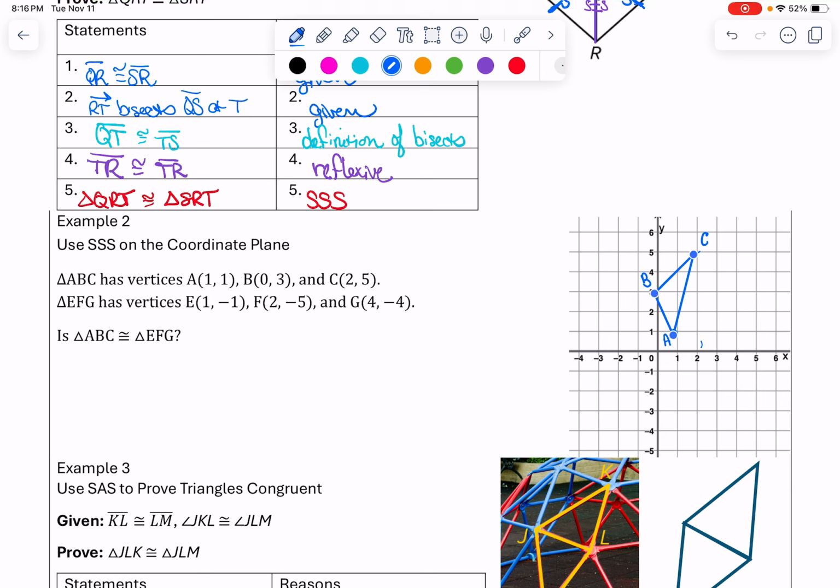Our second triangle, EFG, has vertices at E (1, -1). F is (2, -5). And G is (4, -4). So this doesn't look like it is a simple translation. That didn't work so well. Let's try that again.